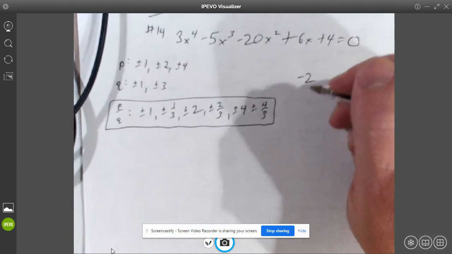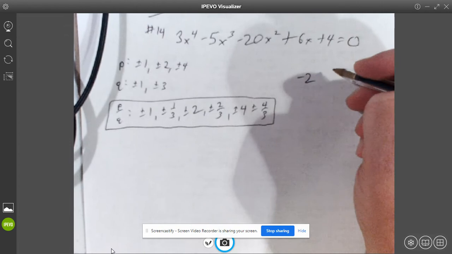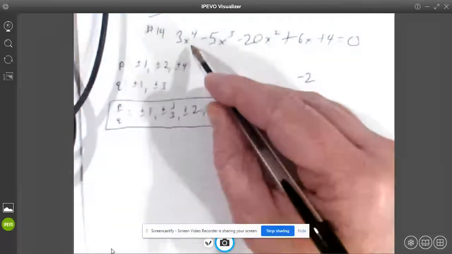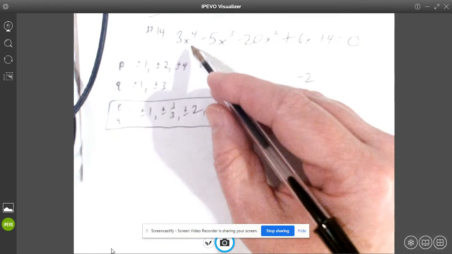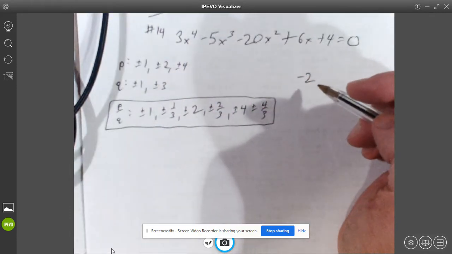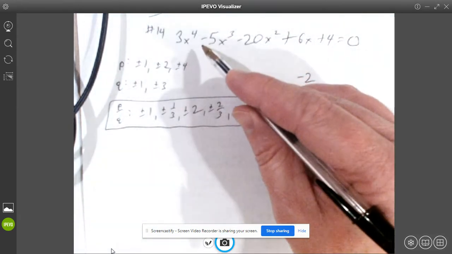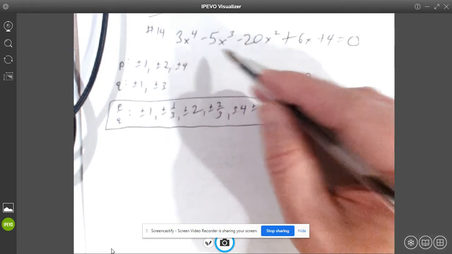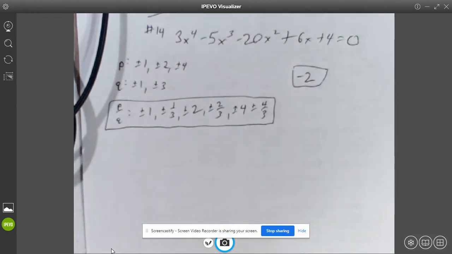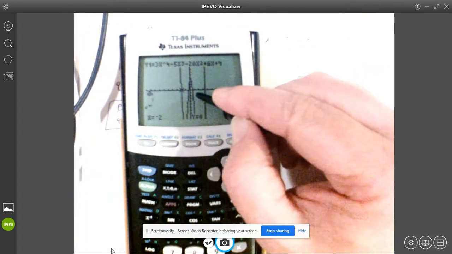Now, here's the thing with a quartic. We could do synthetic division right now, but that's still only going to get it down to a cubic. So I've got to find one more here before I get it down to that quadratic, because I know if I get it down to an x squared, then I can use the quadratic formula to find the rest of them. Okay, so -2 is one of them. So we've got that taken care of.